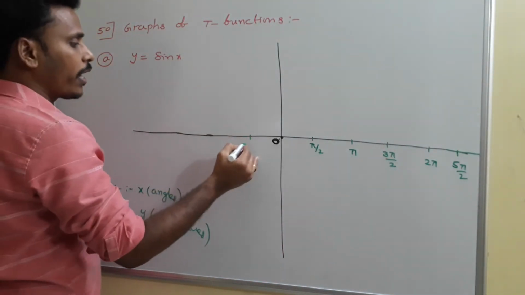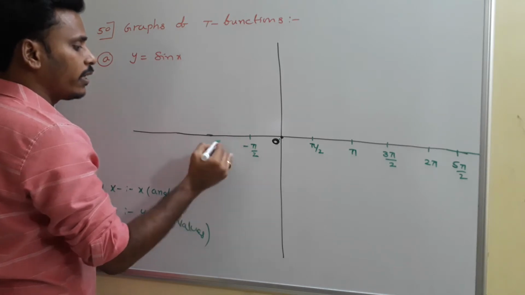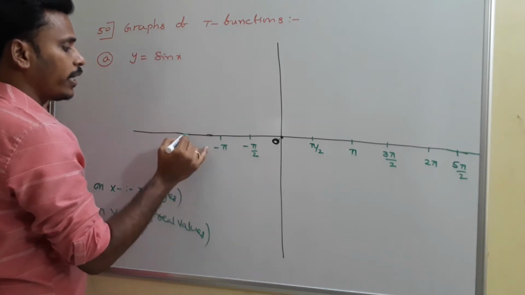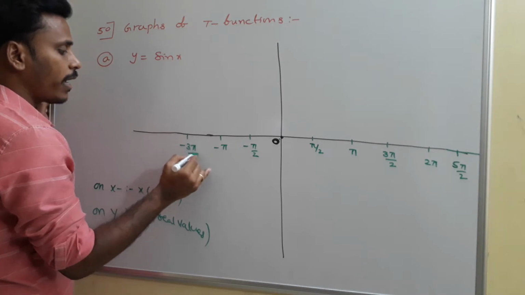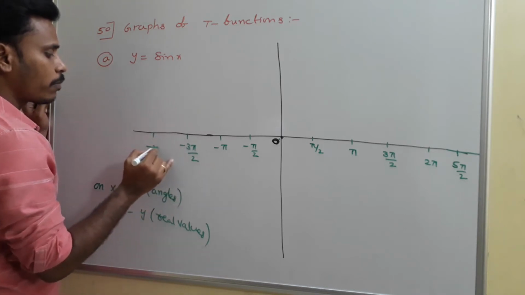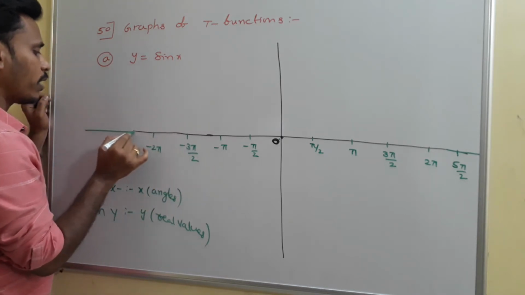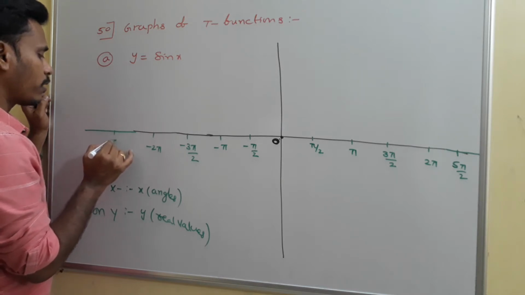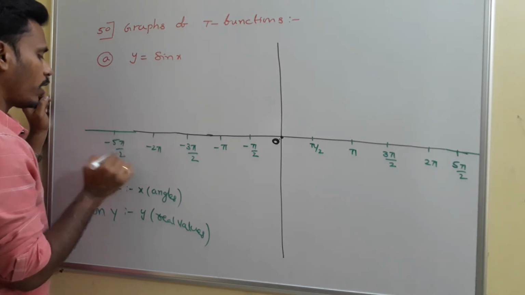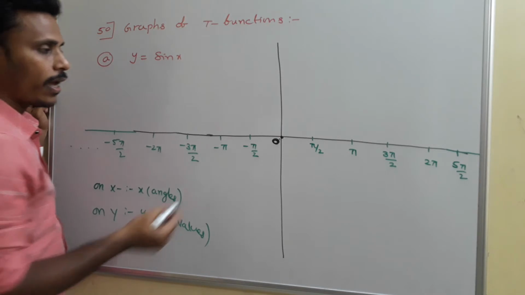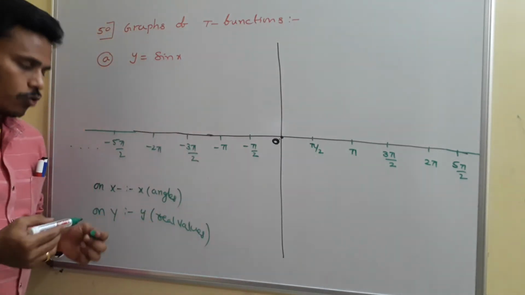And coming to the negative direction, this is minus 90 degrees, and this is minus 180 degrees, and this is minus 3 pi by 2, and this is minus 2 pi, and if you extend it, somewhere you will get minus 5 pi by 2, and so on. In this direction you will get negative angles, in that direction you will get positive angles.